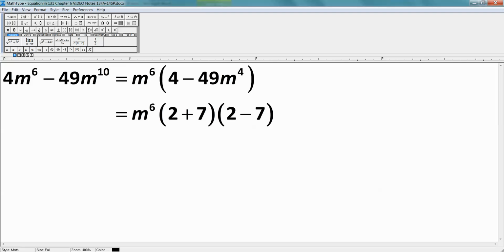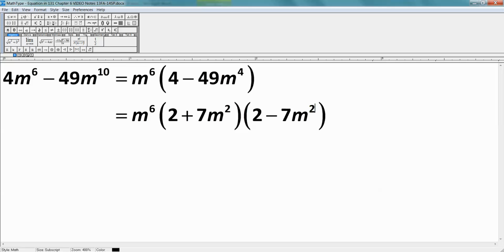Then the question is, how do you get the m to the 4th power like you want? Well, you got to break it up evenly. So you got to do m squared on this one and m squared on this one. Anything other than that and the outers and inners wouldn't cancel.